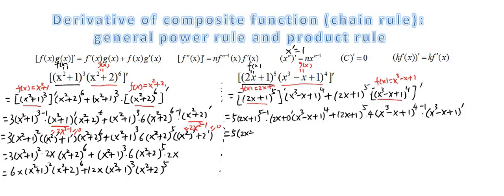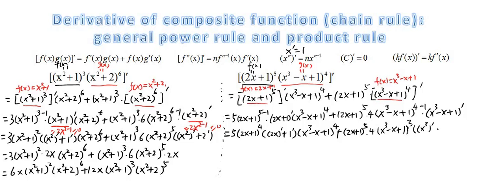5 times (2x + 1)^4. And here we're going to write down the derivative of 2x plus the derivative of 1, times (x^3 - x + 1)^4, plus (2x + 1)^5 times 4 times (x^3 - x + 1)^3. And here we're going to apply the sum or difference rule. We have the derivative of x^3 minus the derivative of x plus the derivative of 1.